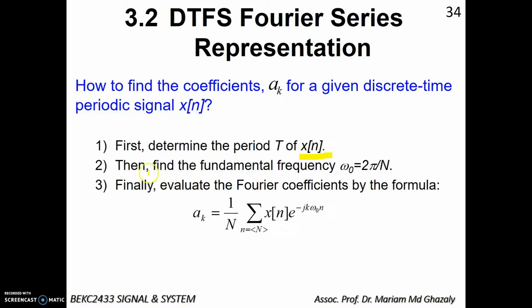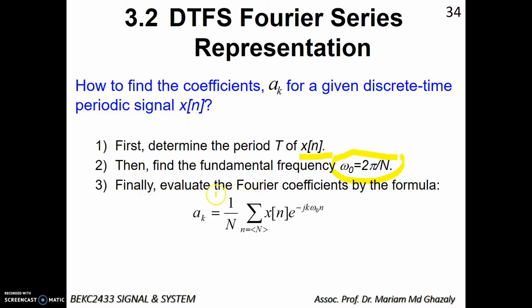Then the second step is to find the fundamental frequency, which is ω₀ equal to 2π over N. This is important. You need to differentiate the fundamental frequency here because sometimes the N value is given in the equation, so you need to differentiate what the fundamental frequency is. For this case, we are going to look into example 2.